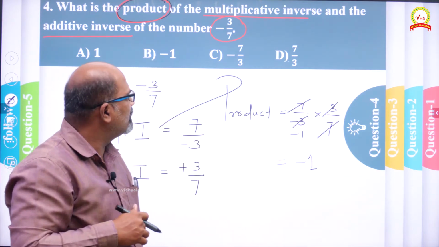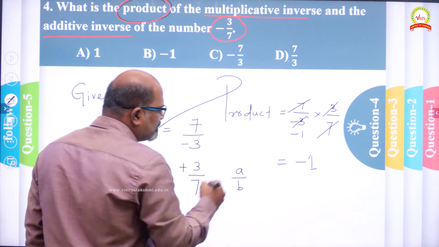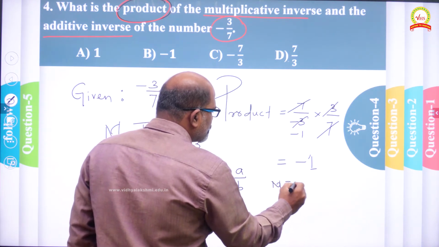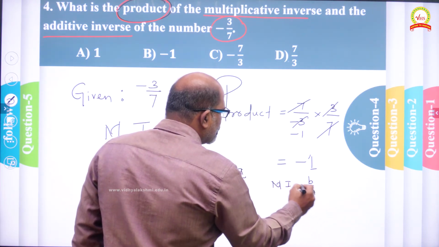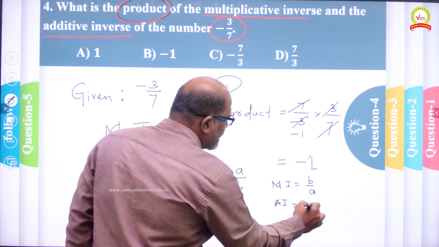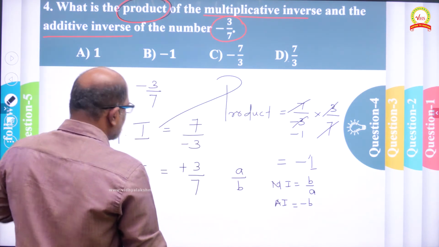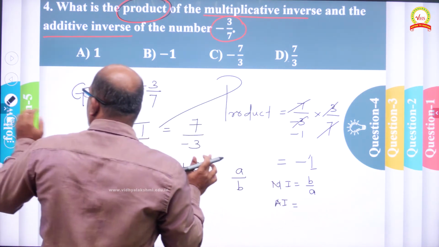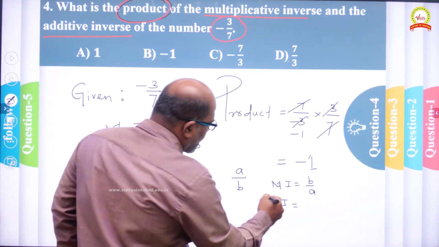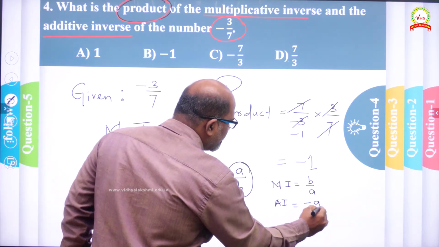If a by b is a rational number, then for this a by b, the multiplicative inverse is b by a. Am I right? Then the additive inverse is minus a by b. I mistakenly wrote it wrong here. See, the additive inverse of this a by b is minus a by b.